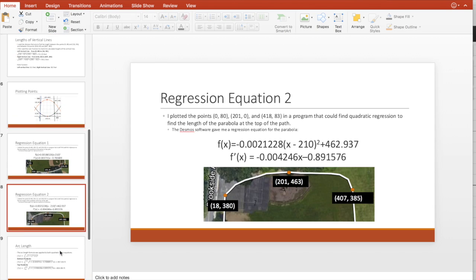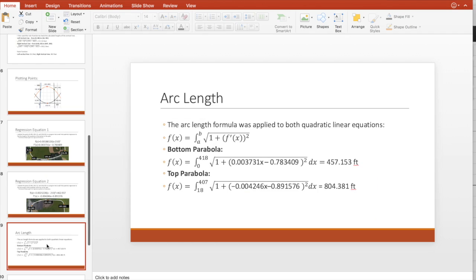Once I found the derivatives, I used the arc length formula and I put it into my calculator. I substituted the expression for the derivative of regression equation 1 into the arc length formula. So this is the arc length formula for the bottom parabola. I then repeated the process for the top parabola, parabola 2. I found the lengths of the arcs over the indicated range of x coordinates.